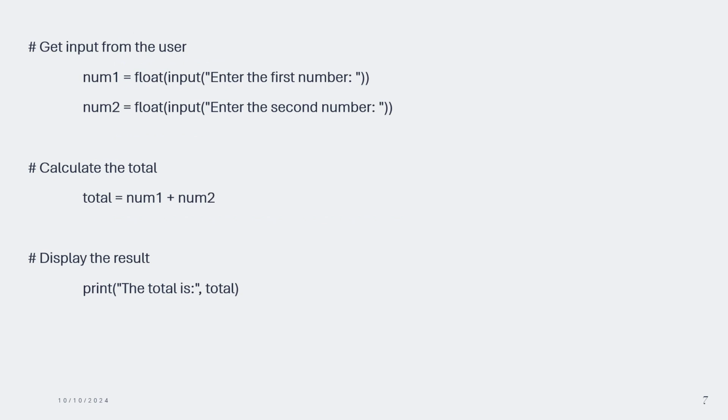Okay, so this is a real programming code. For example, in the earlier example, I showed you entering the first number and the second number. So when it comes to the programming code, this is how it's made. The num1 and num2 are called variables, and float means the data type, and after that the input command is there, and there is a message to input the first number and the second number. And then calculate the total.